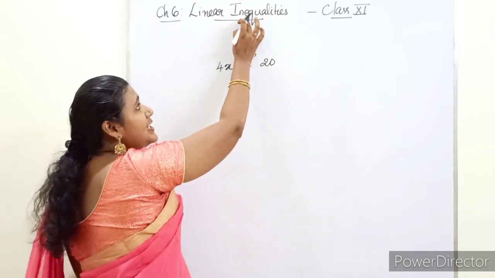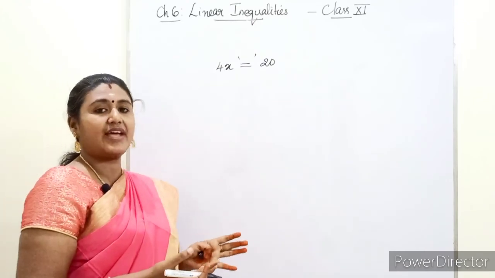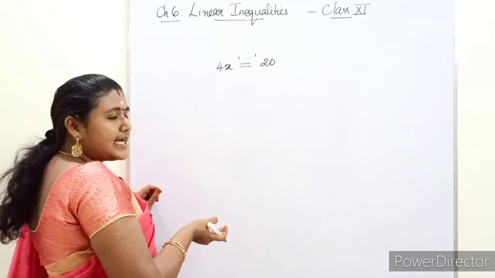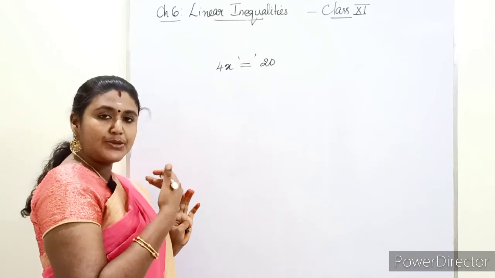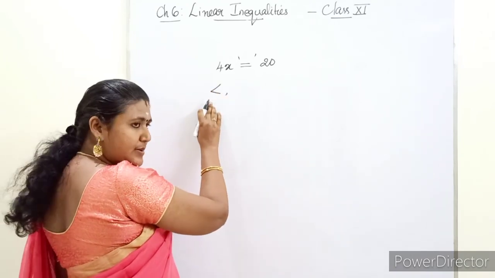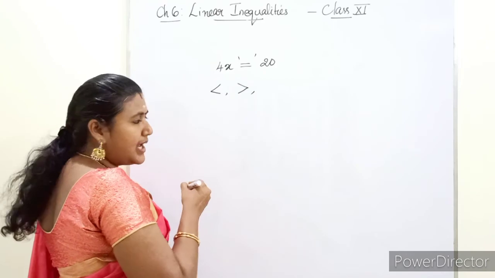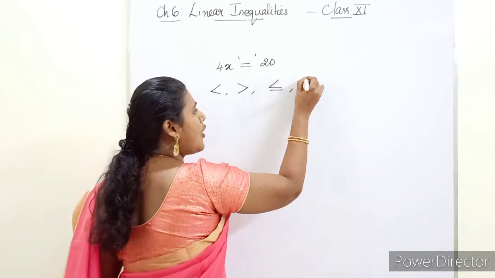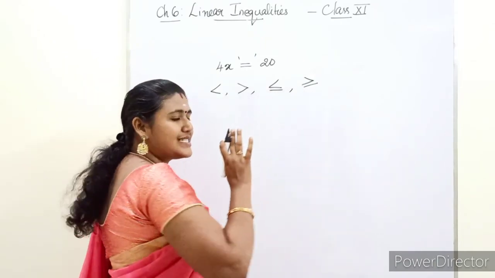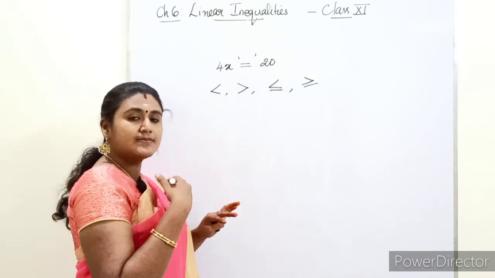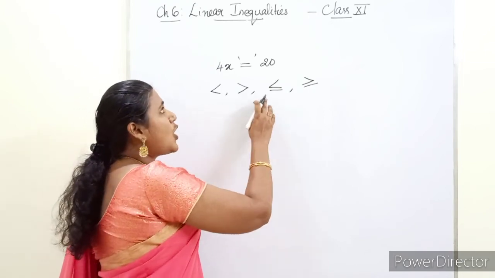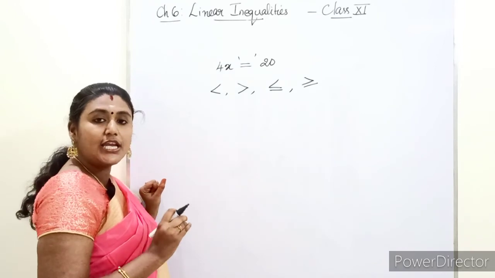Now what is an inequality? Then what type of expressions can we call an inequality? When two real numbers or two algebraic expressions are related by the less than symbol, the greater than symbol, less than or equal to, or greater than or equal to. If any one of these four symbols is used to connect two algebraic expressions or real numbers, then we can call such expressions an inequality.